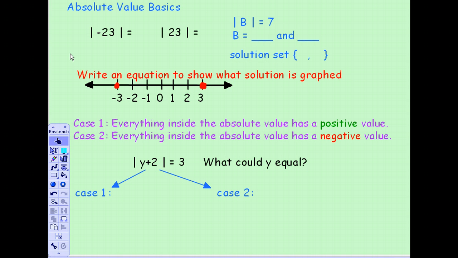Moving on to the notes. Again, these are the absolute value basics. There's 2 pages of notes, so pause the video, copy these down, and then listen to the explanation.